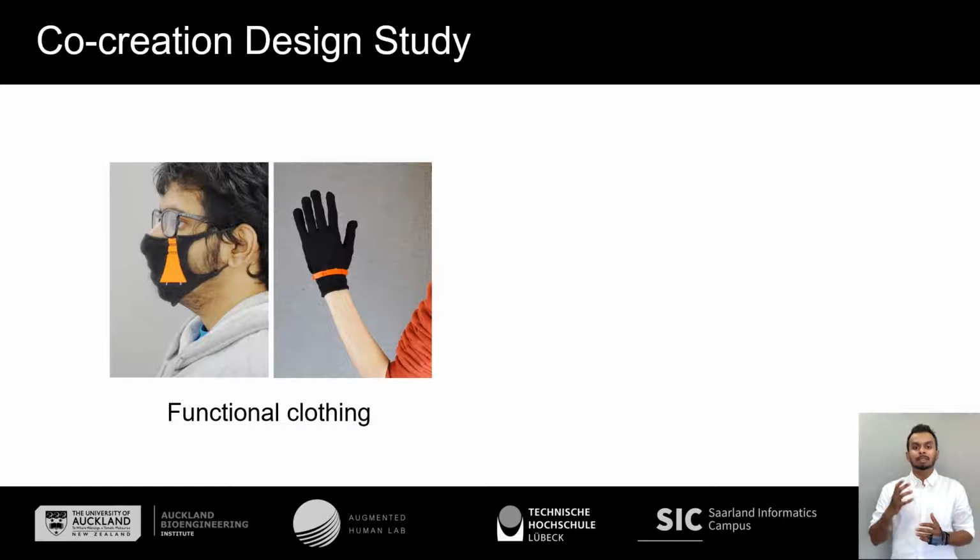The first one is a face mask loosener. He had an issue with his face mask generating vapor on his spectacles when breathing. Another participant wanted to integrate a wrist compressor in his workout gloves to receive subtle notifications while doing exercises.